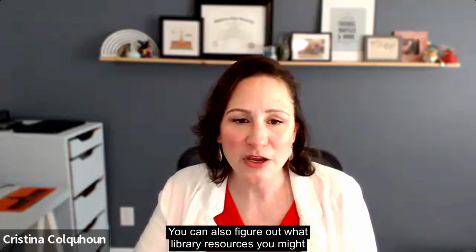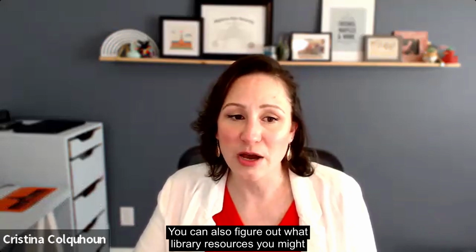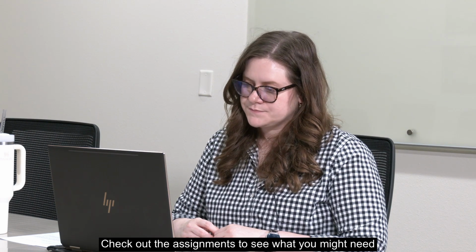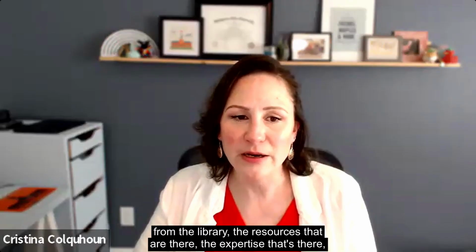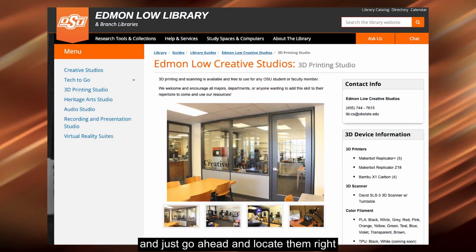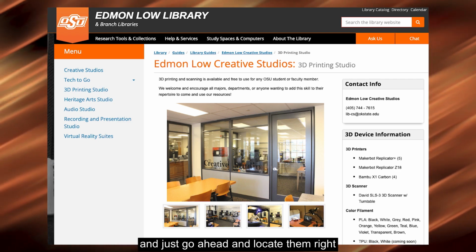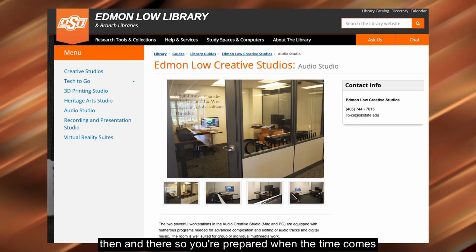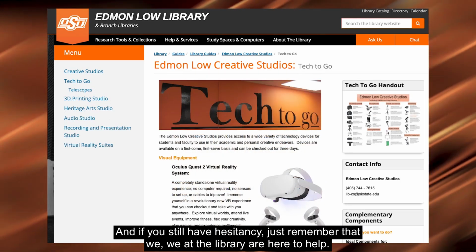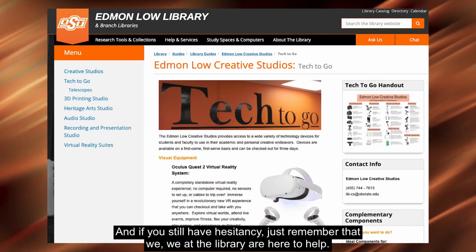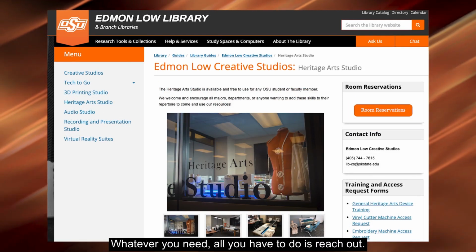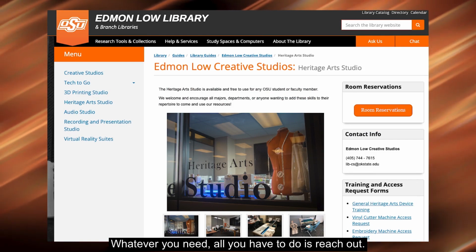You can also figure out what library resources you might need once you get a syllabus for your course. Check out the assignments to see what you might need from the library, the resources that are there, the expertise that's there, and just go ahead and locate them right then and there so you're prepared when the time comes in the course to need them. And if you still have hesitancy, just remember that we at the library are here to help. That is our whole job. We love to assist you. Whatever you need, all you have to do is reach out.